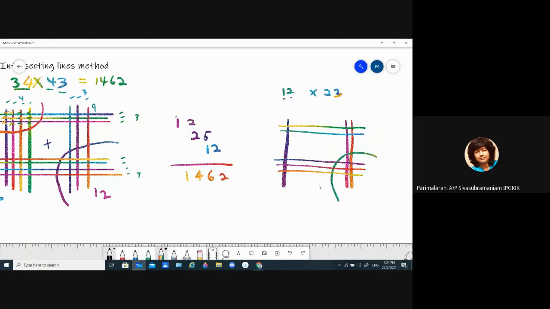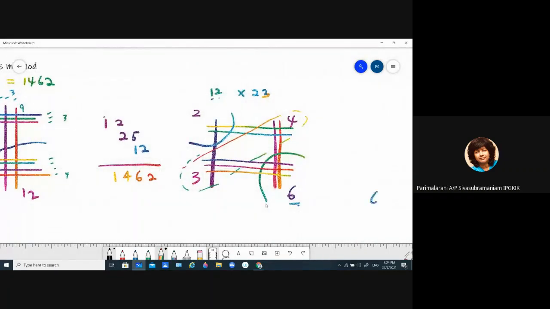So draw like this, count the number of intersections, 1, 2, 3, 4, 5, 6 here. Over here, 1, 2, 3, 4. Over here, 1, 2, 3. So these two numbers we will add together. So we have the ones from here. So we have 6. And then second number is 7. Third number is 2. So it is 276.